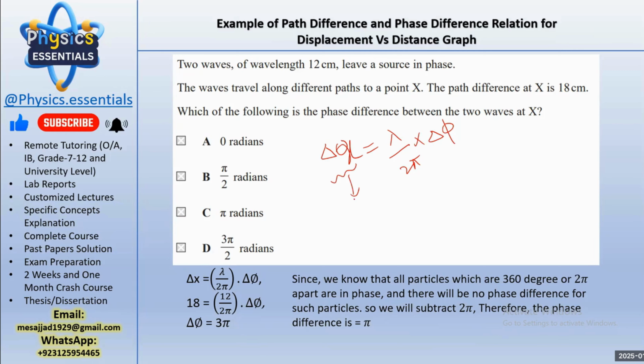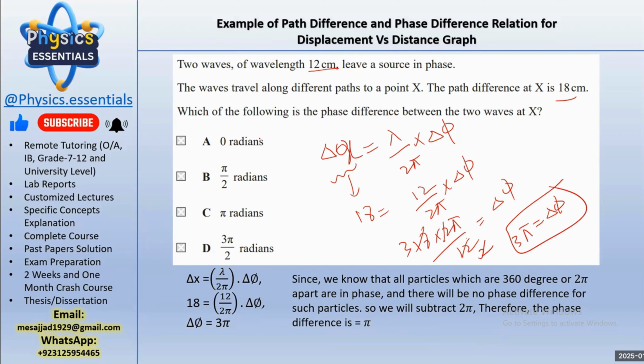Now, what is the path difference? The path difference that is given here is 18. The wavelength is given as 12. And that is 2 pi, and this is delta phi, right? So 18 will go there. 2 pi over 12 equals delta phi. And I'm going to say 6 2s are 12, 6 3s are 18, and this 2 cancels with this. So the answer is 3 pi. Now you can see that nowhere can you see the answer of 3 pi. So what should we do?